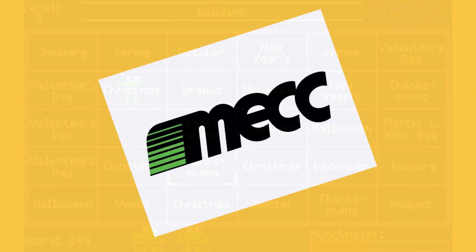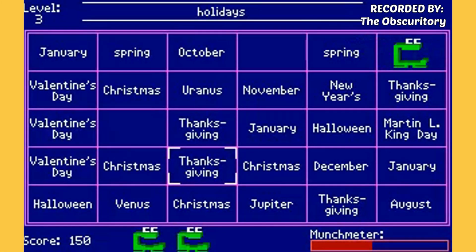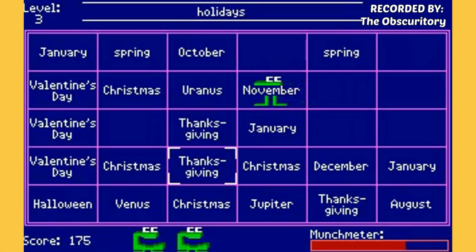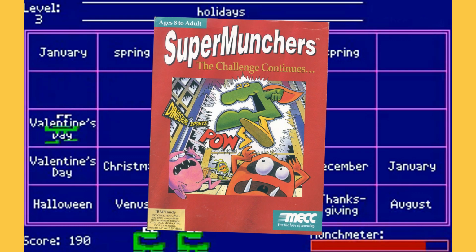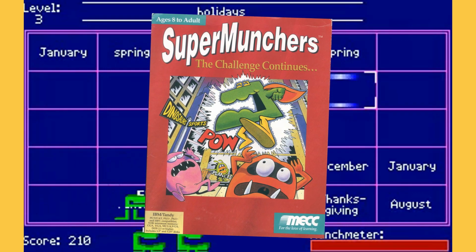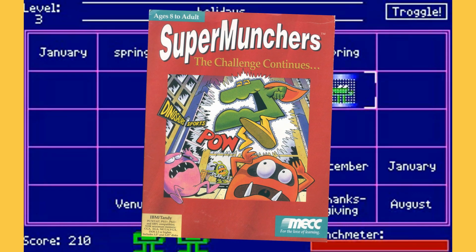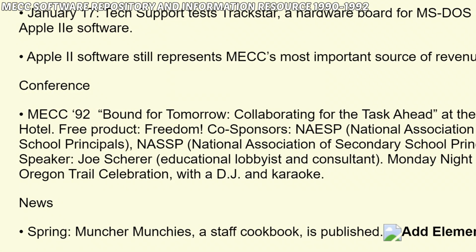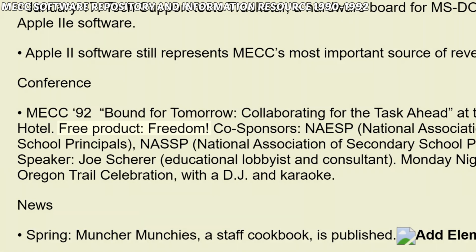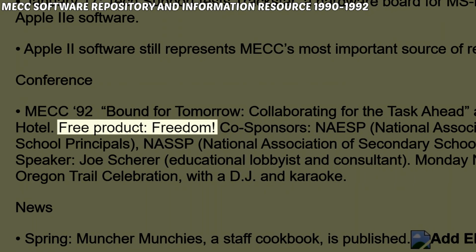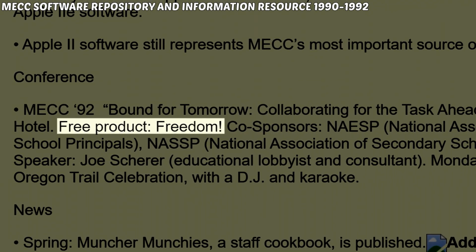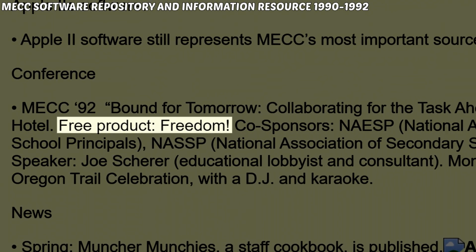But even after they've become a for-profit company, they were still mostly focused on producing quality educational games for burgeoning students, and they were very proud of Freedom. So proud that they gave the game away for free at their yearly conference. Yeah, obvious promotion tactic, but still, it must have been a big accomplishment for them if it was worthy of promoting it in that manner.